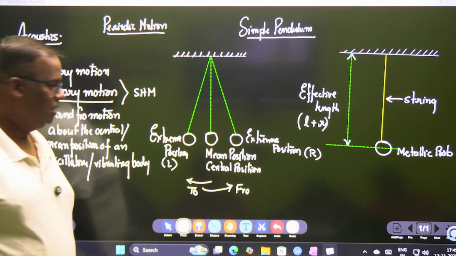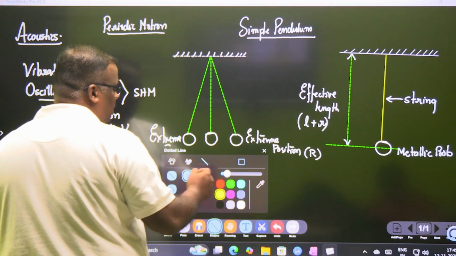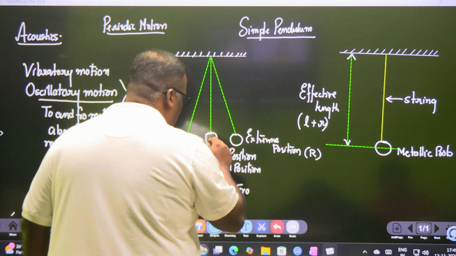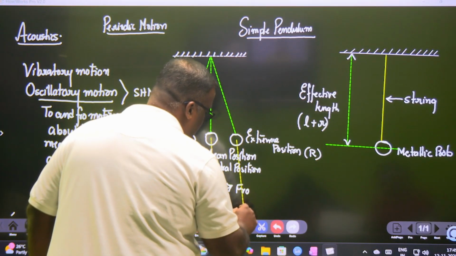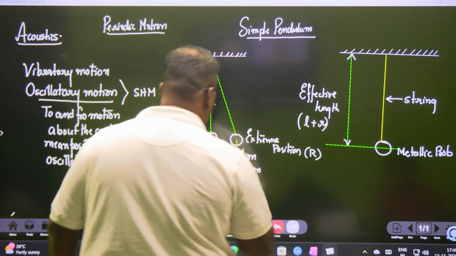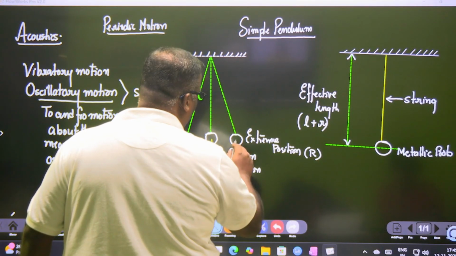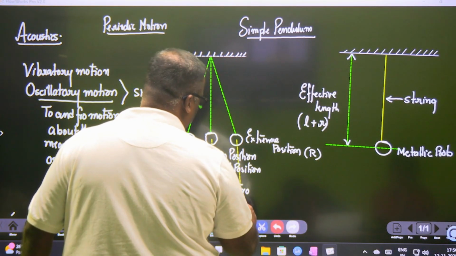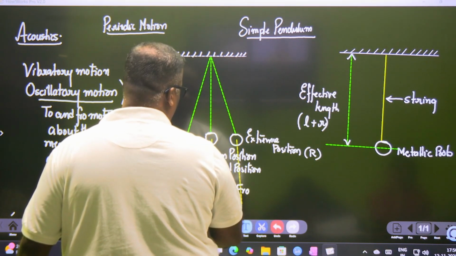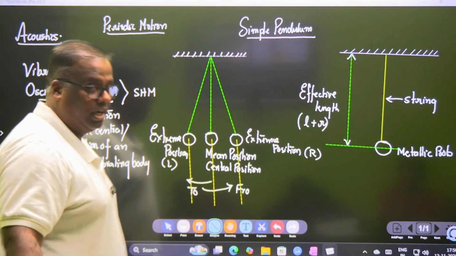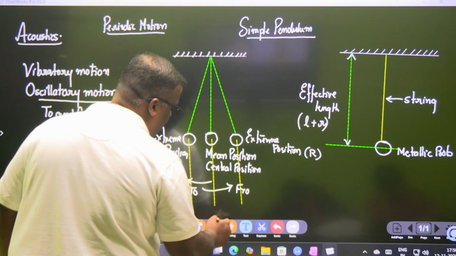Now comes our first definition. We say that the maximum displacement of the oscillating body from its central position to either of the extremes, how far it has gone, the maximum displacement of the vibrating body from its central position to either extreme, will be known as its amplitude. Very good.